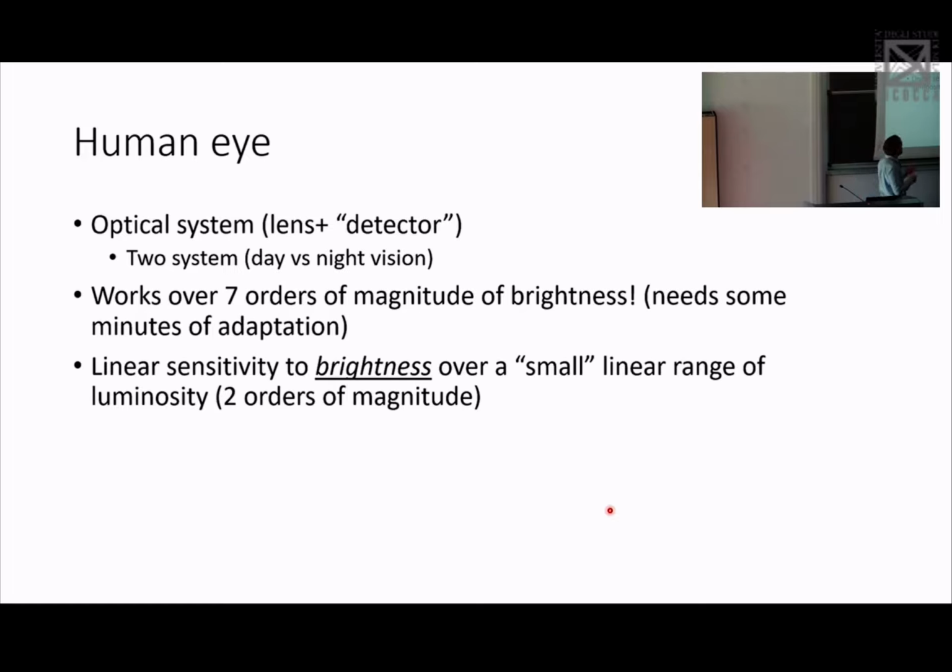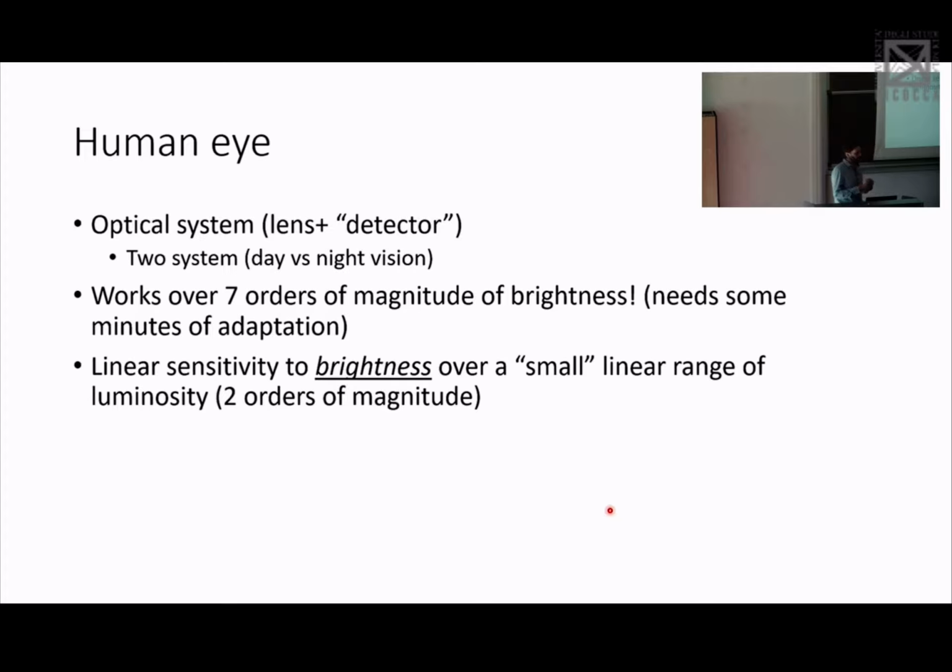There are two detectors within the retina, one dedicated to day vision in high luminosity and one dedicated to night vision. The night vision has much less resolution, and actually the eye keeps on moving, and only the very center of the eye is able to have a very high resolution. Most of the eye doesn't see that well, but the eye keeps scanning, actually. It's interesting to note that the eye is able to see over 7 orders of magnitude of brightness.